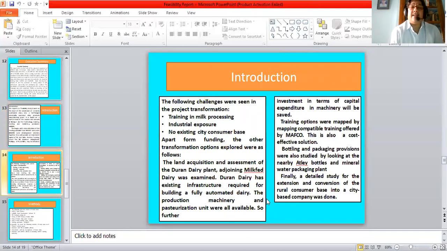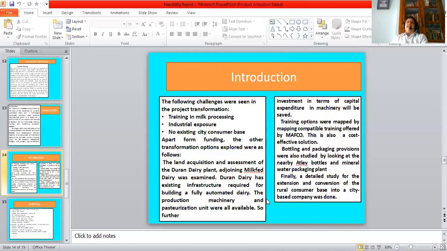Okay. Then the introduction goes on to identify some of the challenges in the options which are available for the project transformation. Some of the following challenges were seen. What are they? The training in milk processing, industrial exposure, and no existing city consumer base. Okay, so this is a problem.